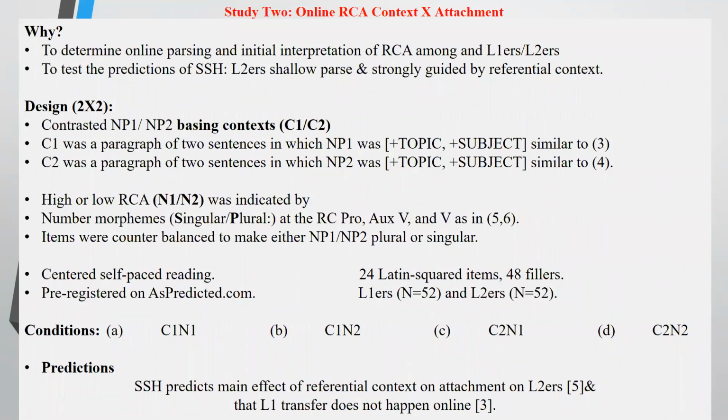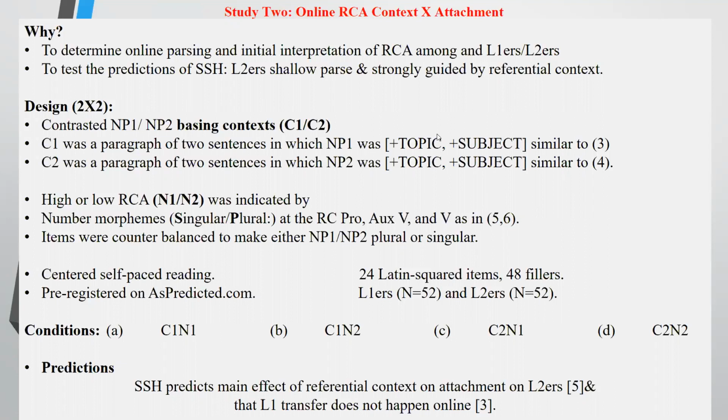So the experiment was counterbalanced, as in half of the sentences had C1 context, the other half had C2, and the same thing goes for attachment. In this case, the RC was actually disambiguated at the auxiliary and the RC pronoun by number. So you could actually read, someone shot the servants of the actor who were standing on the balcony. So when you say who were, you know that the attachment is high. So if you're predicting low attachment, then you'll take more time.